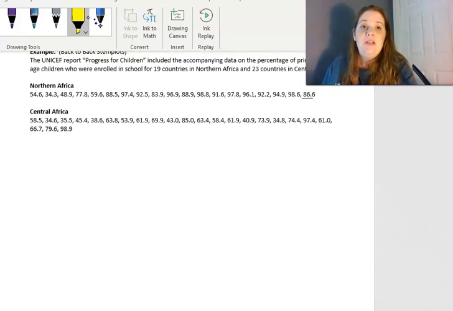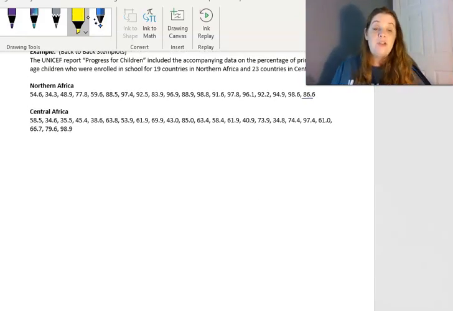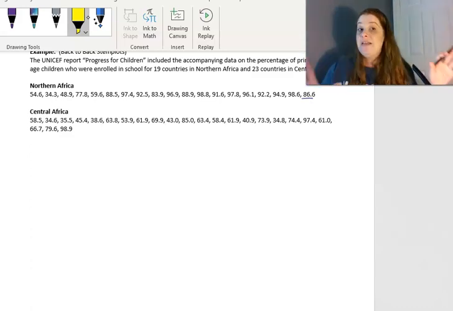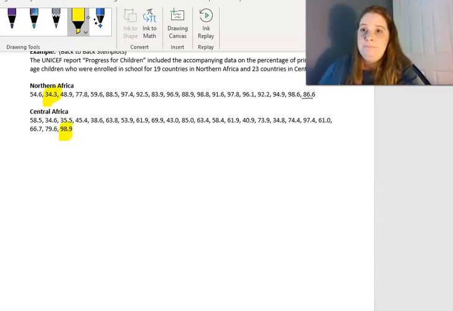So the first thing we need to do is identify the smallest number and the largest number as a total of all the data put together. What's the smallest total number? What's the largest total number? So if I scan through, my smallest percentage is 34.4 and my largest percentage is 98.9.